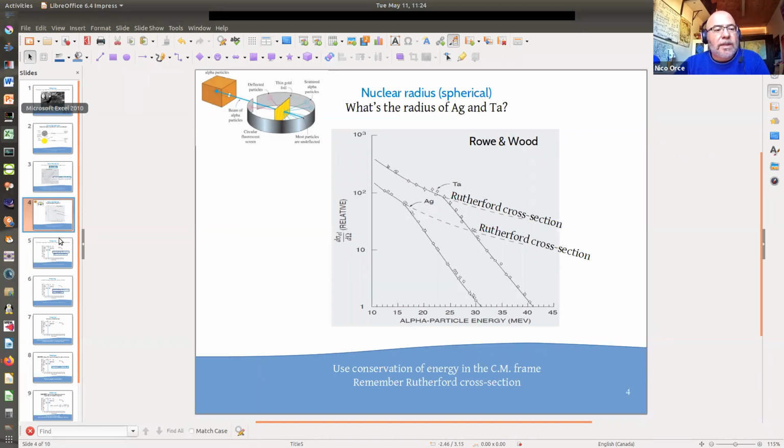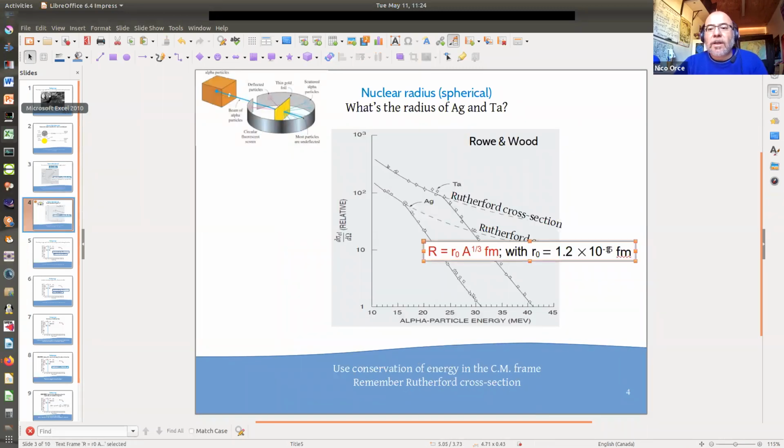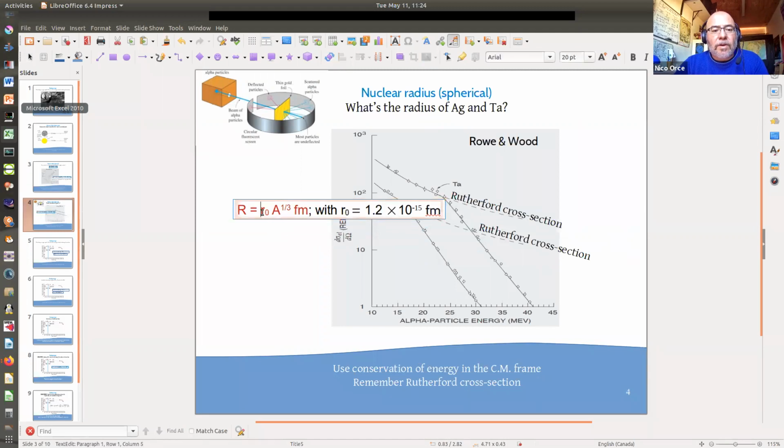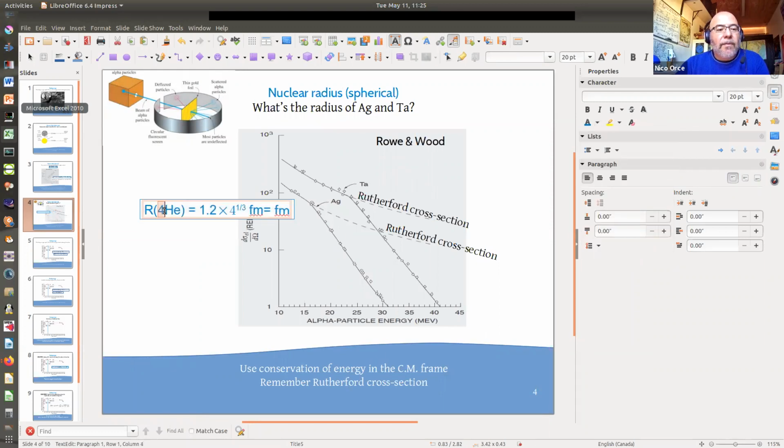Knowing the radius of the alpha particle, let's write it down here. We need to know this. I'm going to give you this as a given. This is 1.2 times 4 to the 1/3. Let's put everything in the same color so everything is clear. So the radius of the alpha particle is equal to 1.2 times 4 to the 1/3, and that's equal to 1.9.